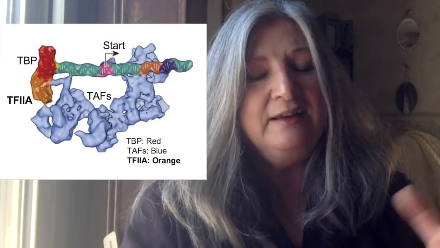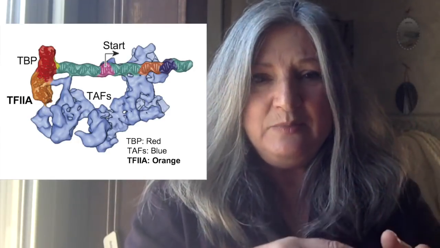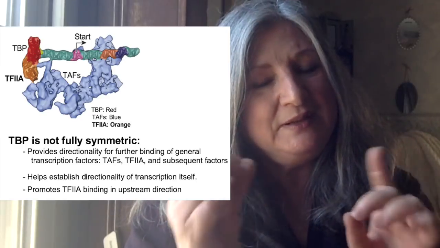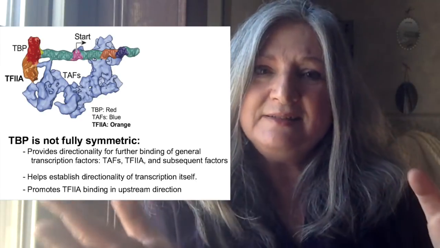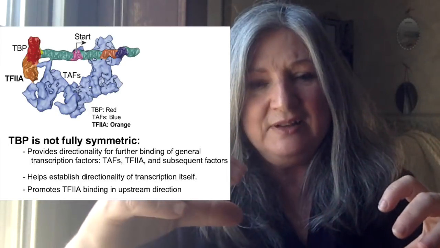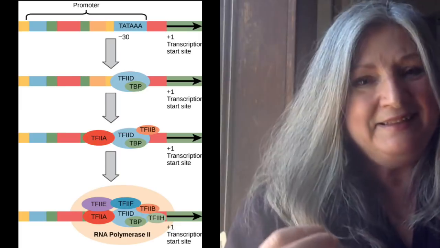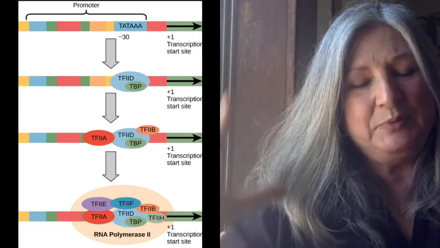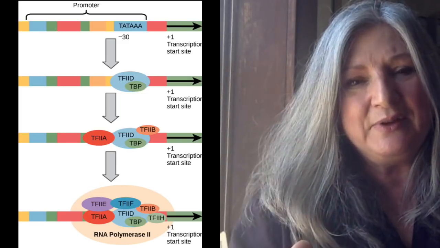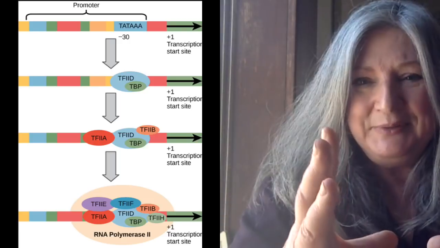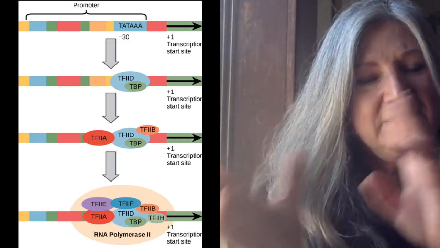The next protein to bind is going to be TF2A. It's going to bind just upstream to TBP. It can find the right place to bind because TBP is a little bit asymmetric, and so it has some directionality. But this directionality is further reinforced by the other transcription factors that are going to bind. And then there's TF2B downstream. And this helps to orient the polymerase when it comes in so that it goes in the right direction and it's actually going to use the right strand as a template. So we have TBP and TF2A and TF2B.